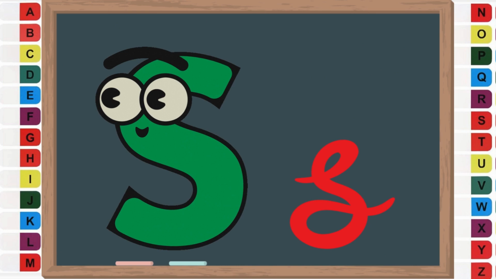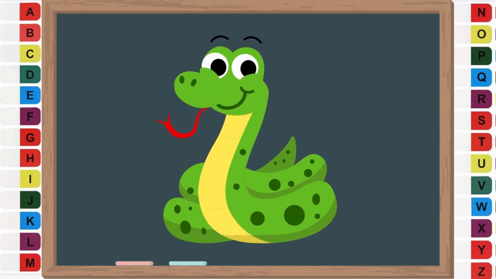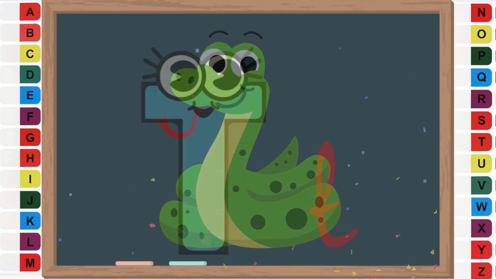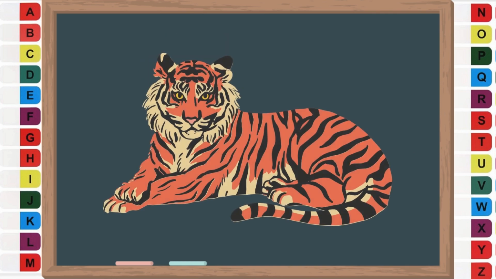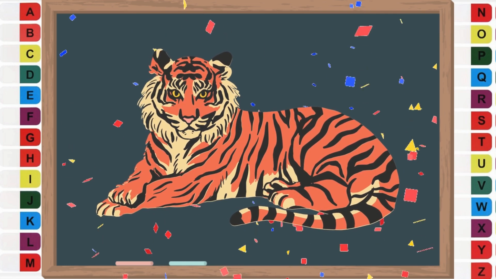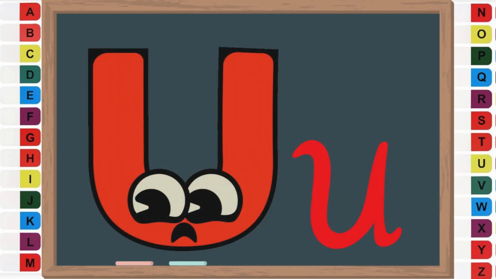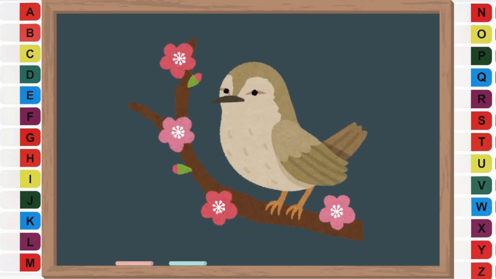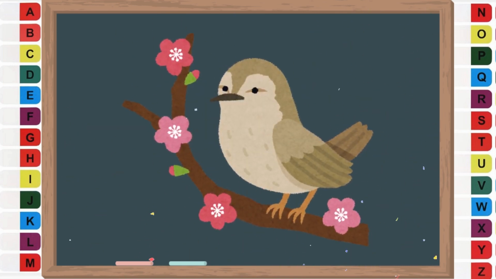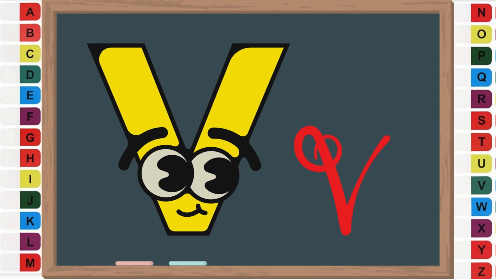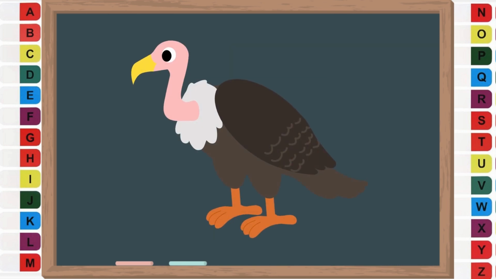S. S for snake. T. T for tiger. U. U for geese. V. V for vulture.